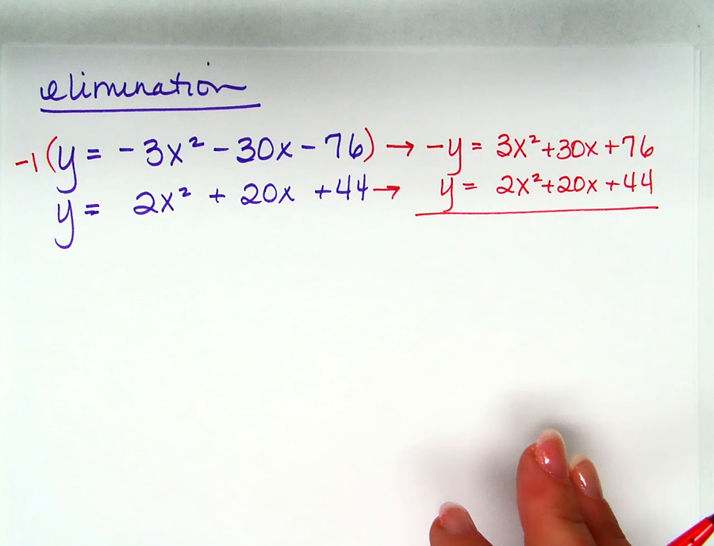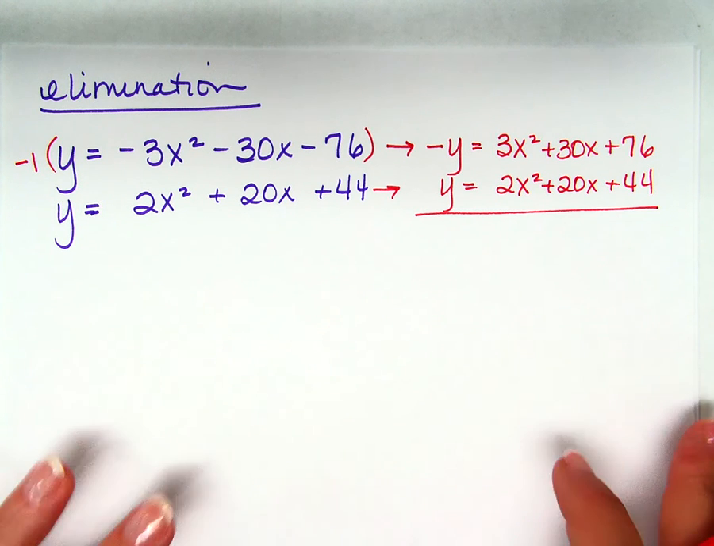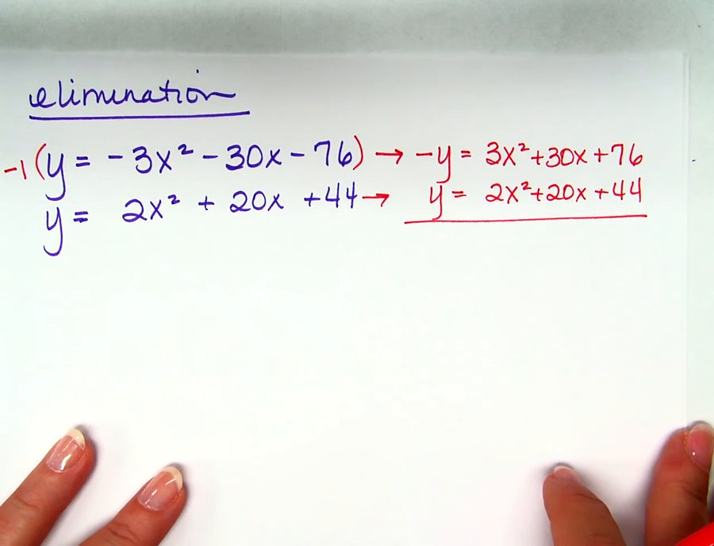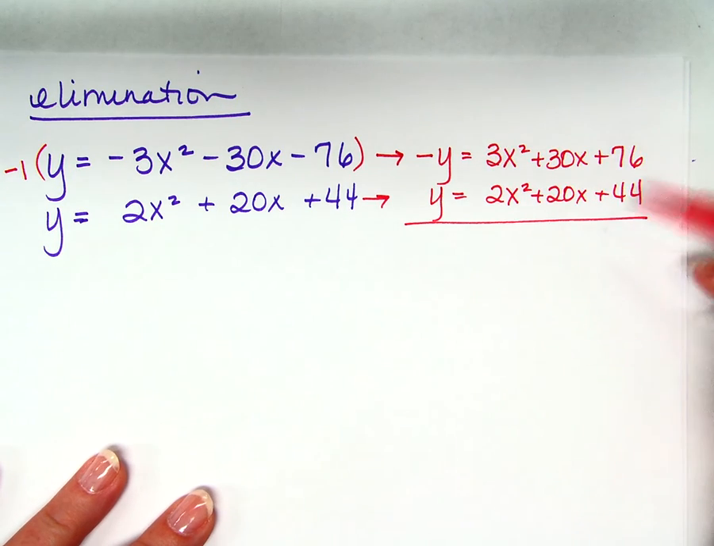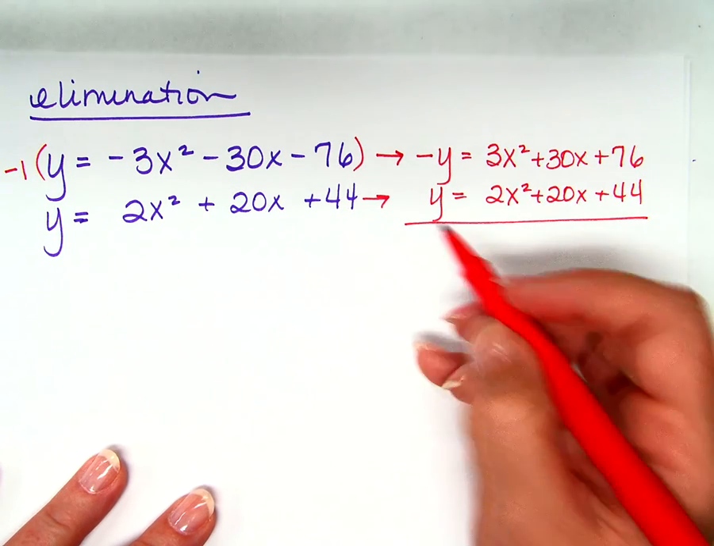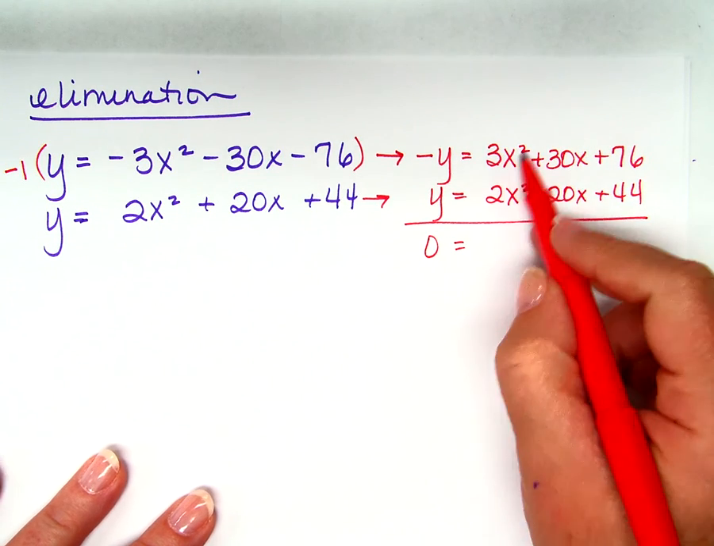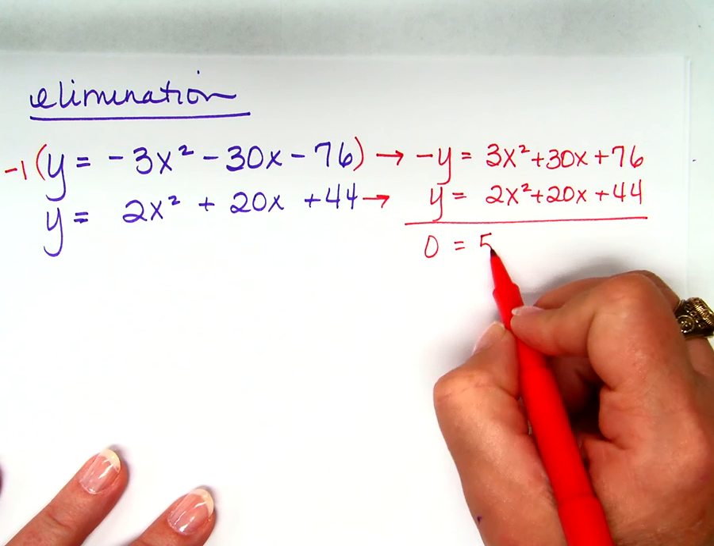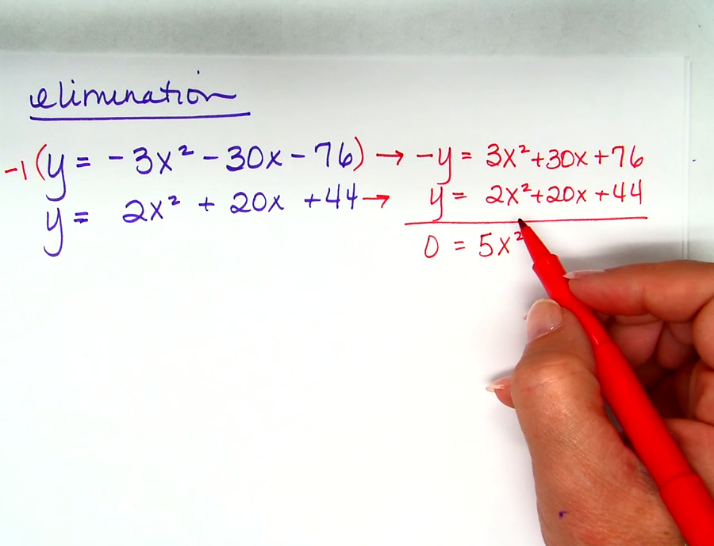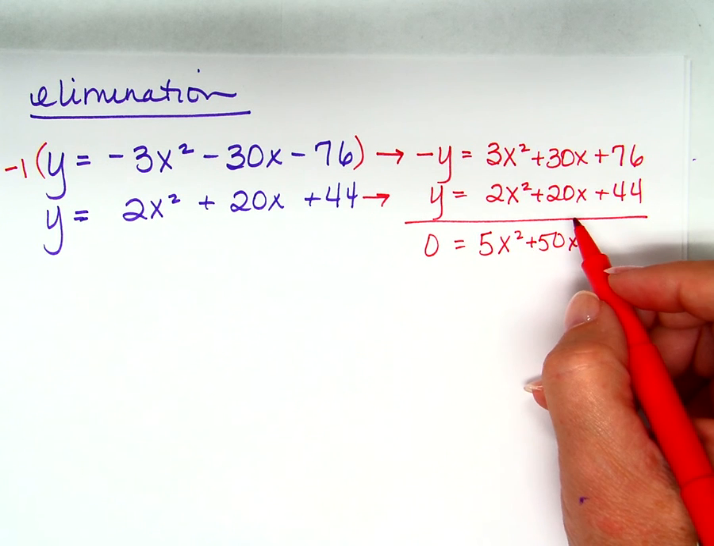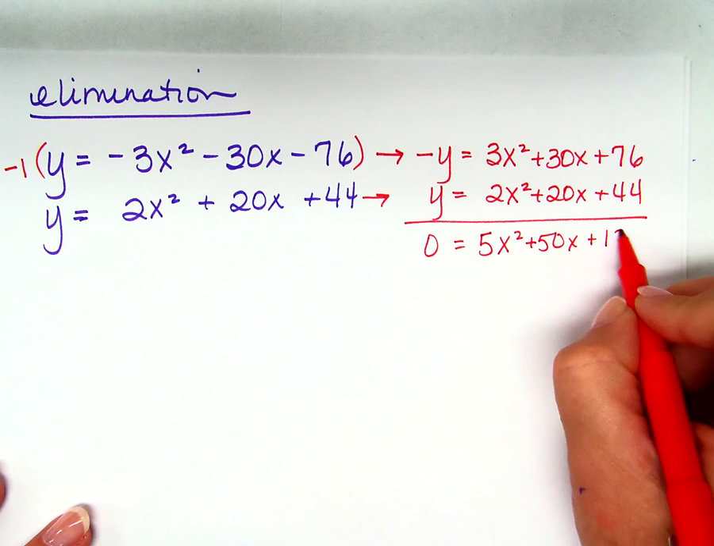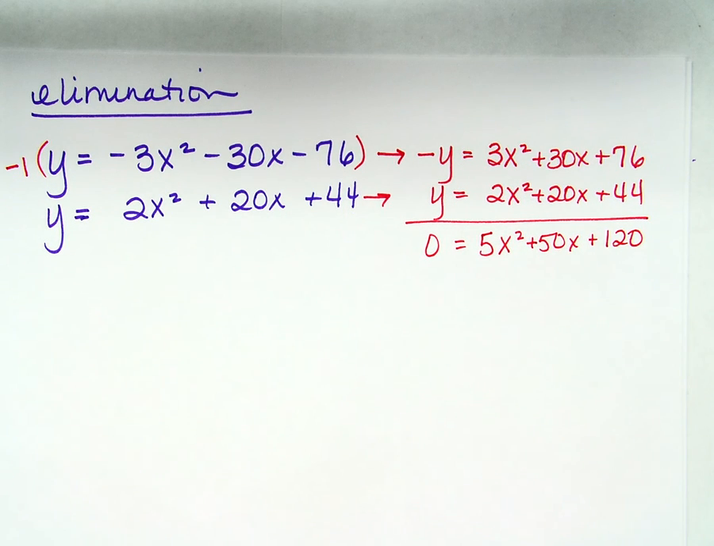Now that I have them written down and lined up, what do I have left to do? How do I solve? Yeah, I combine them, right? So what's negative y and positive y? 0. What is 3x squared and 2x squared? 5x squared. What is 30x and 20x? 50x. And 76 and 44? 120. I mean, you were close, and you fix it when you realize. You're fine. It's okay.